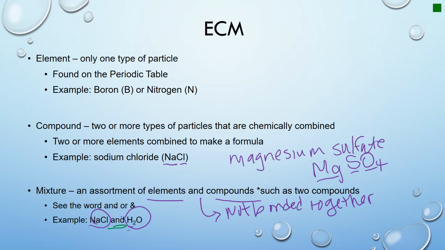Okay, so if your letters follow right after each other, that means that it is a compound because they are bonded. Whereas if you have an and or a comma or anything like that that's spacing up those elements, then that's showing that it is a mixture.